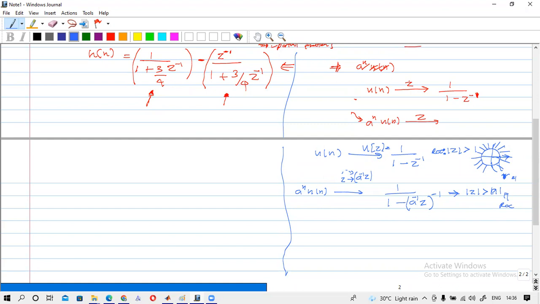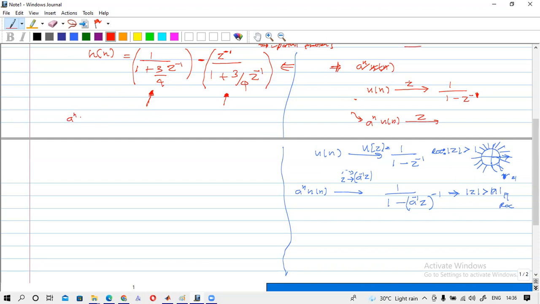Now look at this one. You can see that it is somewhat equal to this one. If I write a^n u[n], the Z transform is 1 over 1 minus, here it is plus, but here it is minus a Z.